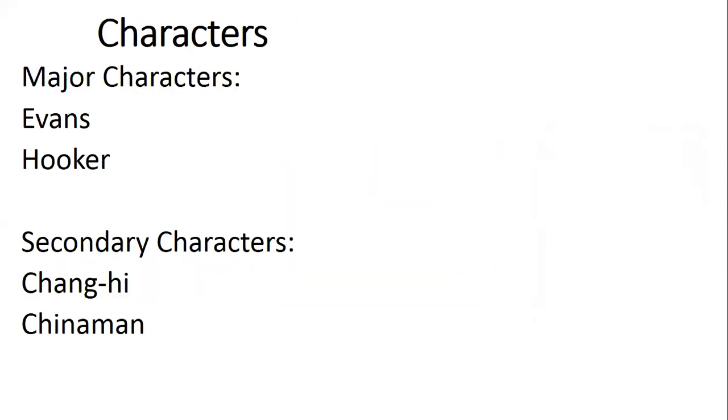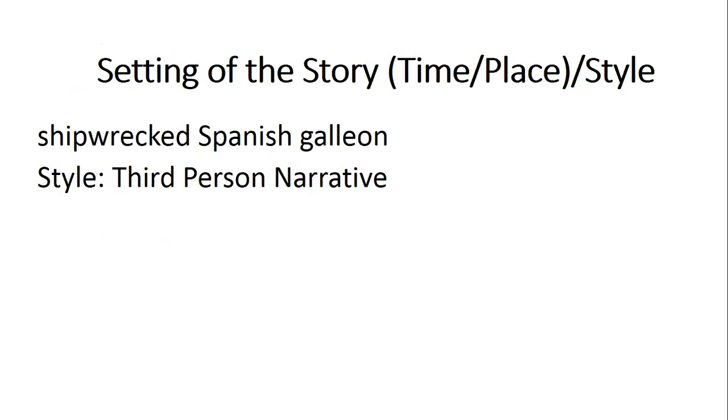Now let's see the characters. The major characters of this story are Evans and Hooker. These two friends are the major characters. The secondary characters are Chang He, a Chinaman. This is a Chinese name, Chang He. These are the characters of the story. Evans and Hooker go to collect the treasures in the forest, and they face some problems, and they even lose their lives there.